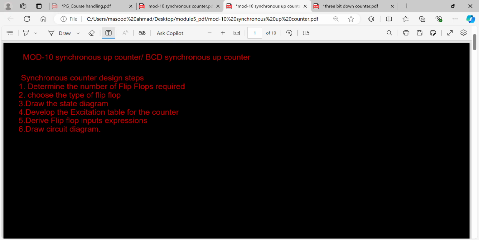So first we need to find out the number of flip-flops required. So there are 10 different states. The states move from 0, 1, 2, 3, 4, up to 9, then after that 0, then once again 1, 2, 3, so on and so forth. So to represent 0 to 9, there are 10 different values. We need how many flip-flops?